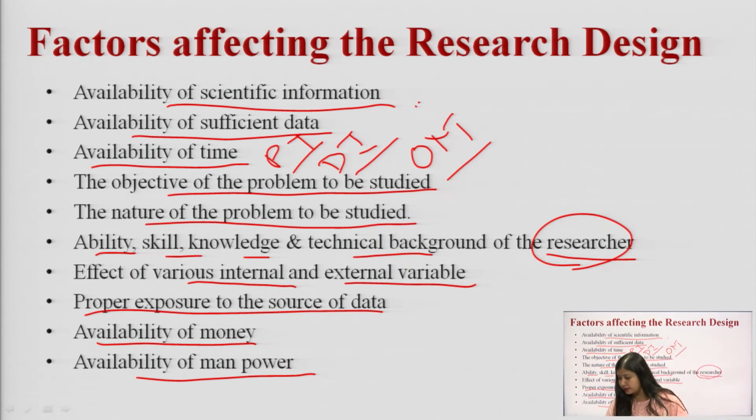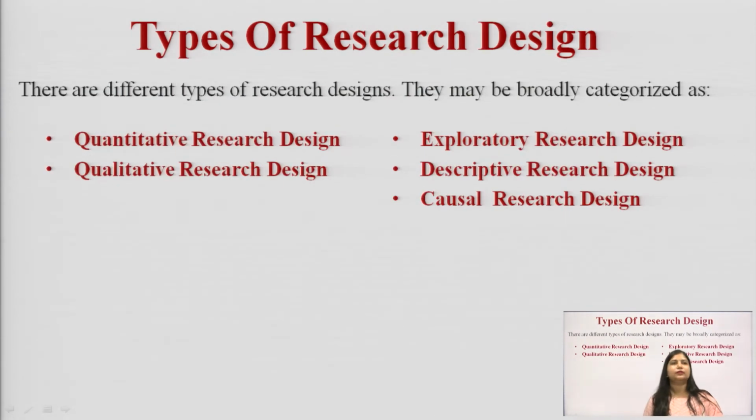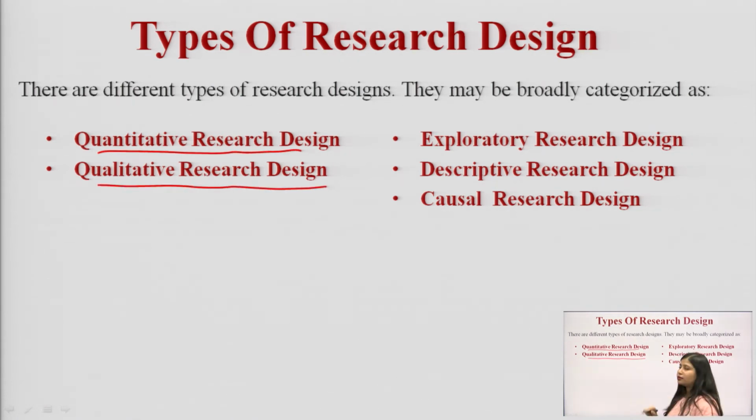Now after this, we will start the types of research design. When you see different books and different websites, you may find very different research designs, but broadly the research design is divided into two parts. First is your quantitative research design, then your qualitative research design.